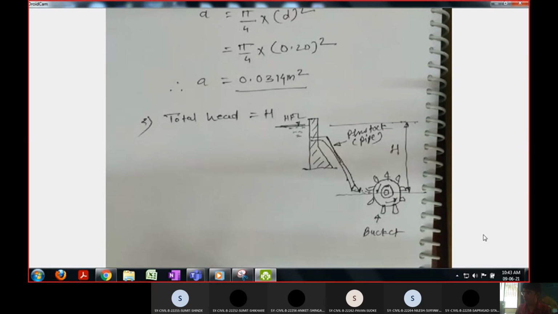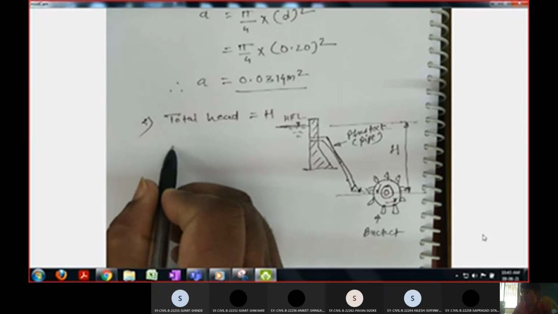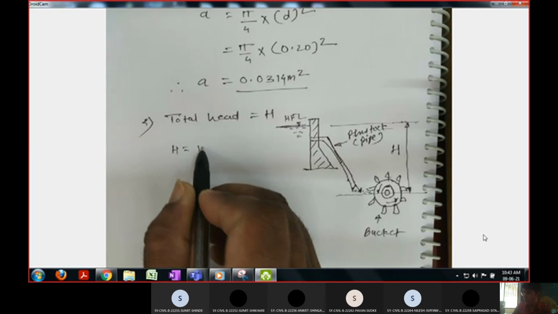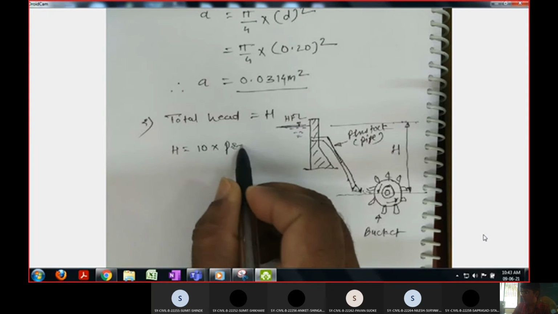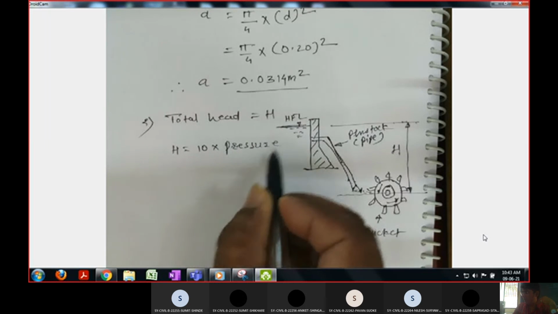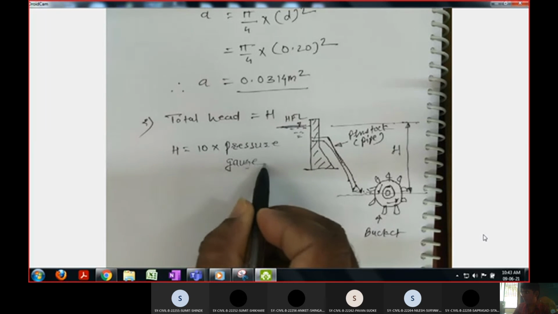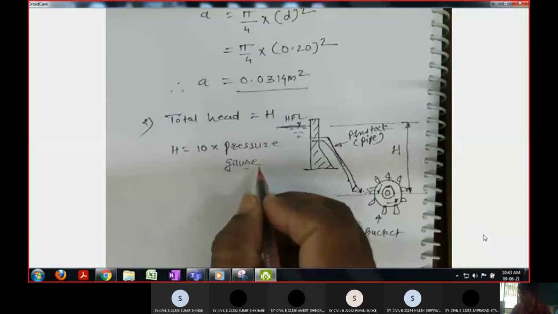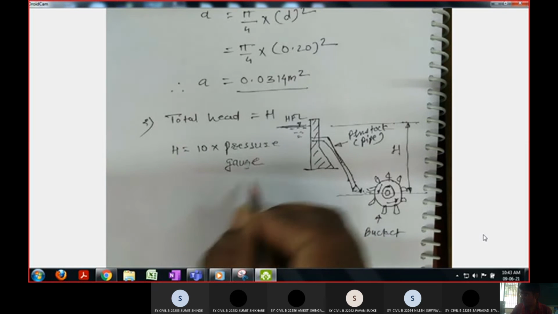Okay, remember. Now how to find out this total head? So 10 into pressure gauge reading. I will take another pen. 10 into pressure gauge reading.